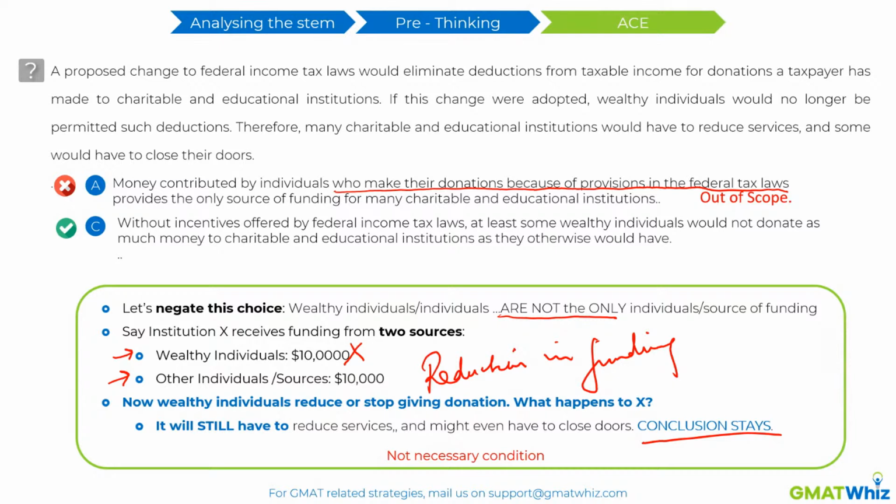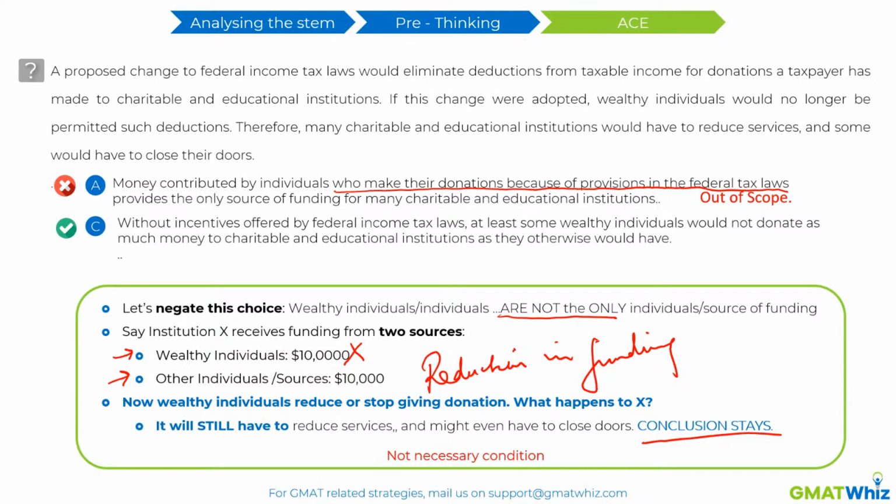All right. Now, let's say the wealthy individual stops donating. Okay, even if you're getting funding from other sources, your funding would still reduce, right? You might still need to close your doors. So your conclusion doesn't break. And if your conclusion doesn't break, this is not an assumption. This is definitely a strengthener, but not an assumption.